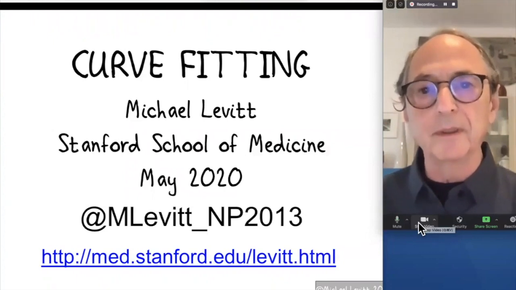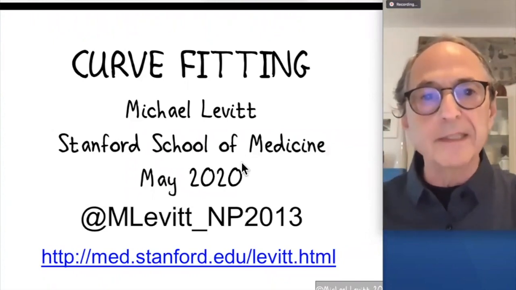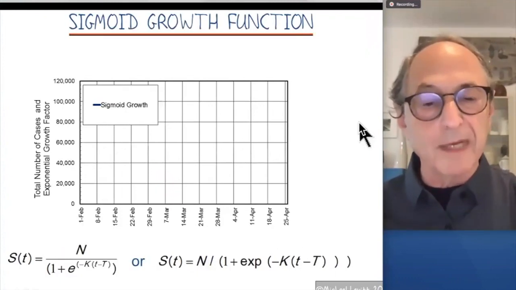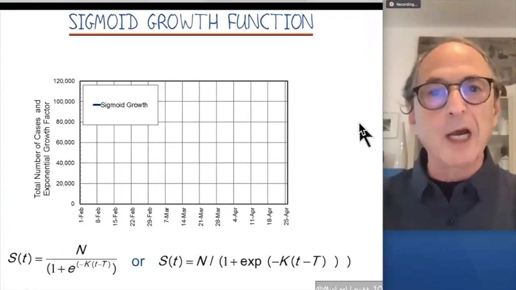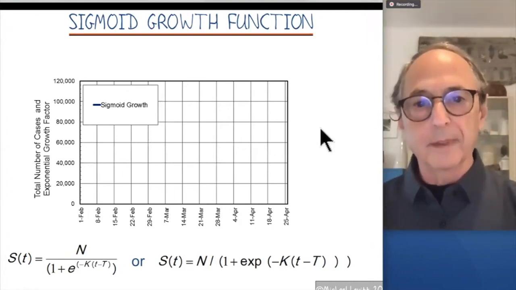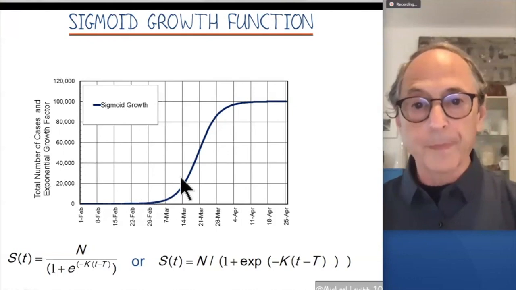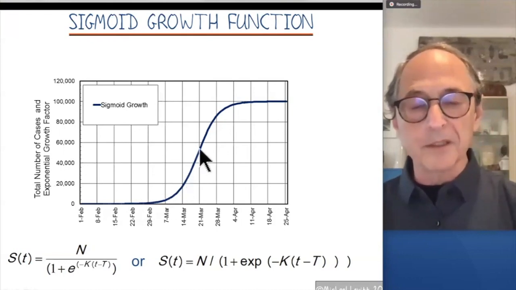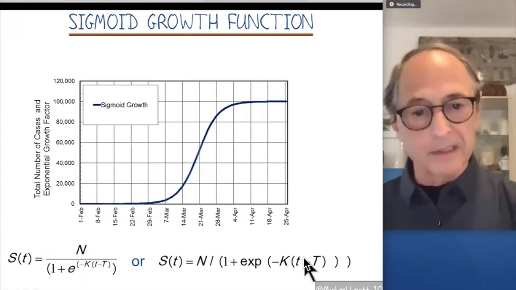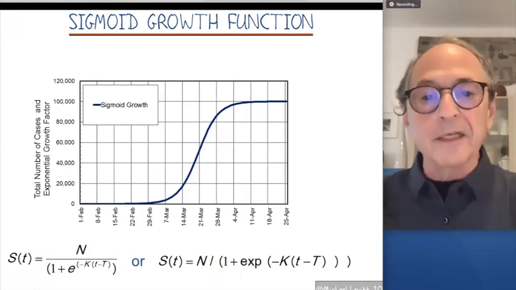This is part 2, and this is curve fitting as it relates to epidemics. We're going to start out with certain mathematical functions that describe growth. One well-known function is the sigmoid function. It starts out low, grows, at some point starts to slow down, and ends. The sigmoid function is defined mathematically like this, or else like this, and it's easily coded.